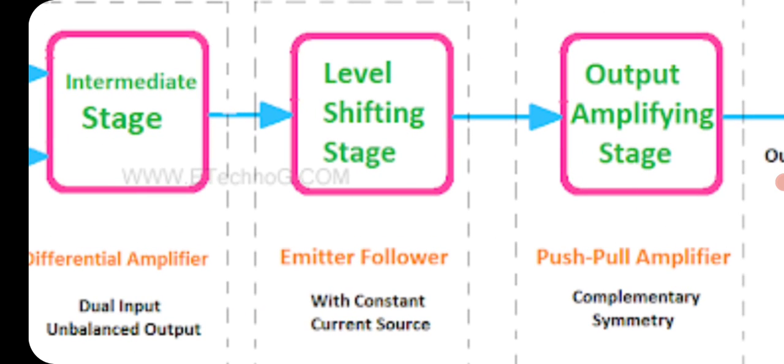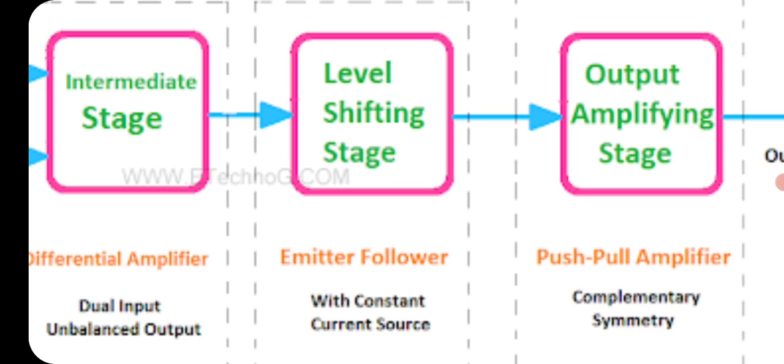In the output stage, a push-pull complementary amplifier is used. Now the question is why this amplifier is used. The purpose of using this push-pull complementary amplifier is that it increases the output voltage swing, it raises the current supplying capability of the op-amp, and it also provides a low output impedance at the output of the op-amp.